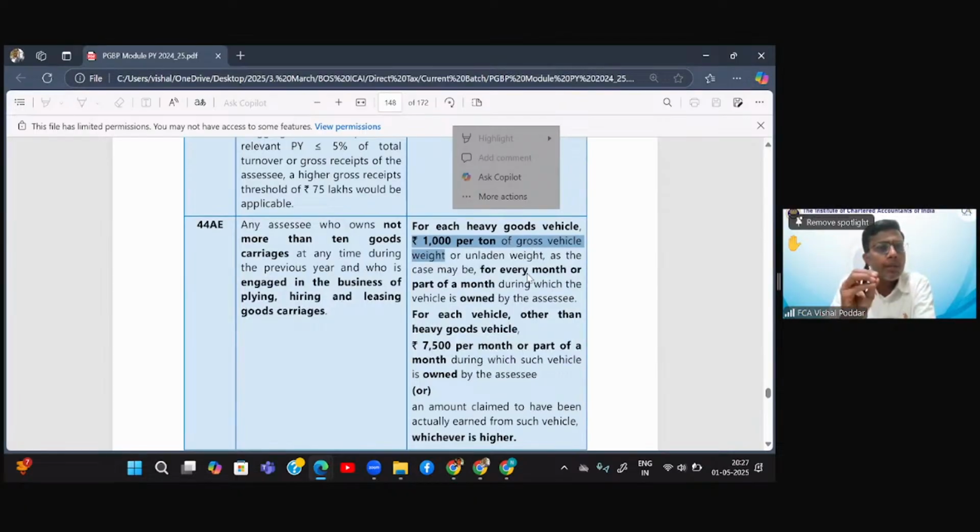They are simply saying they will check the weight of my vehicle as per the RTO certificate, the unladen weight, and let us say minus 15 tons. So 15 into 1,000, which is the per ton estimated income. So my per month income is 15,000. I have the vehicle for the whole year, so multiply it by 12 months. So 15,000 into 12 months is the estimated income of that one vehicle.